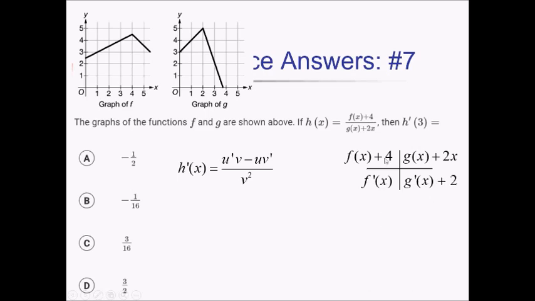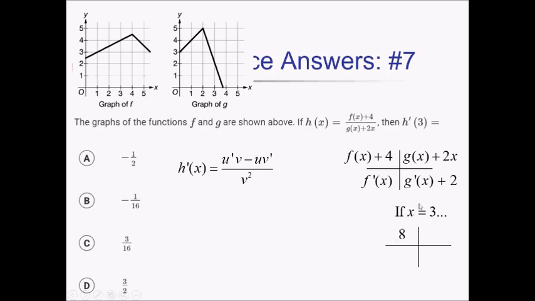Okay, so before I multiply everything out, I'm actually going to plug 3 in inside the box here. So let's see what each of these corners should be if x is 3. So let's start with f of x plus 4. That's f of 3 plus 4. Well, looking at the f graph here, the x value 3 gives me an output of 4. So this is really 4 plus 4, which is 8.